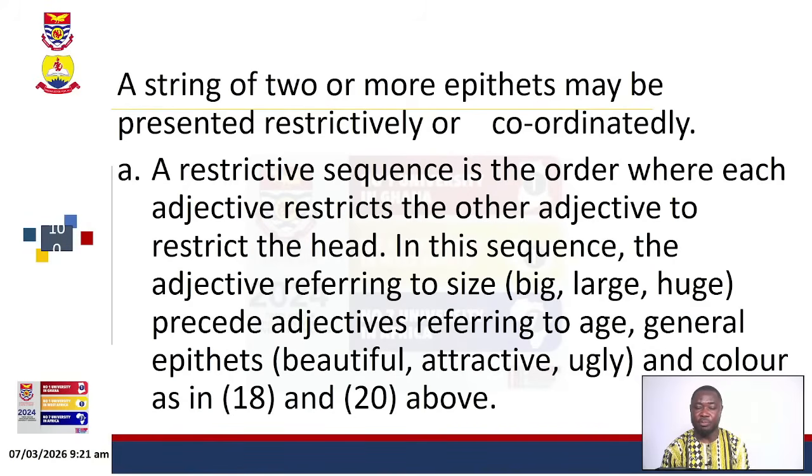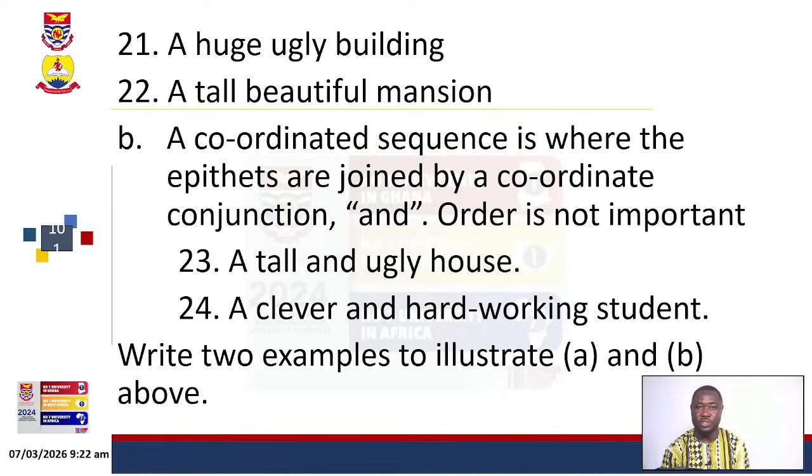So we have beautiful, attractive, ugly, and the one that refers to color, as in 18 and 20 above. A huge, ugly building, a tall, beautiful mansion. Sometimes it can be coordinated, and the coordinated sequence is where the epithets are joined by a coordinating conjunction. Okay, and the order is not so important.